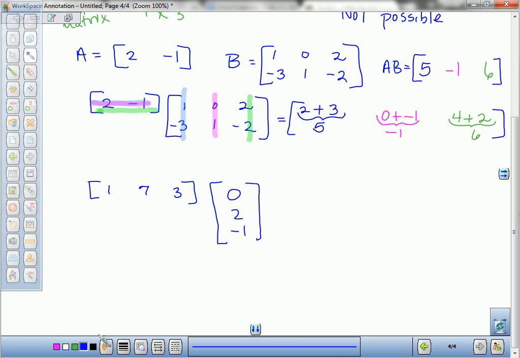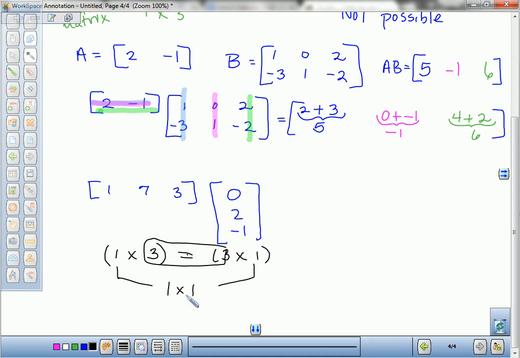Okay, so every time, this is what I want you thinking. How many rows does the first one have? 1. By how many columns? 3. So that's the dimensions of the first one. What are the dimensions of the second one? 3 by 1. Are these two equal? Yes, so we can do it. And my resultant matrix will be a 1 by 1.